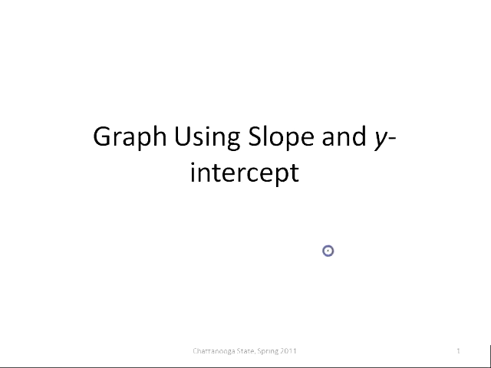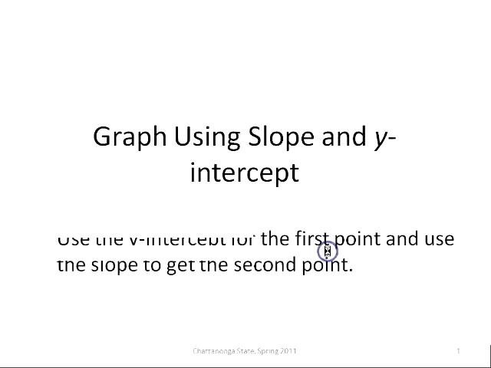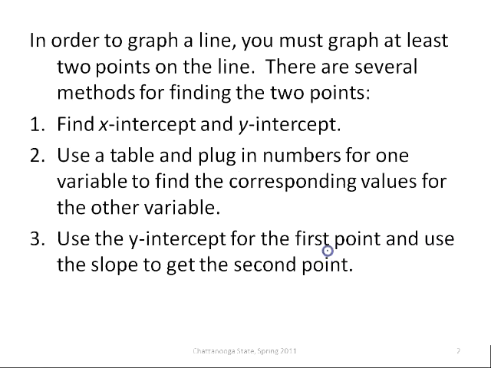Graph using the slope and the y-intercept. In order to graph a line, you must graph at least 2 points on the line. There are several ways you can find those 2 points. One way is to find the x-intercept and the y-intercept.